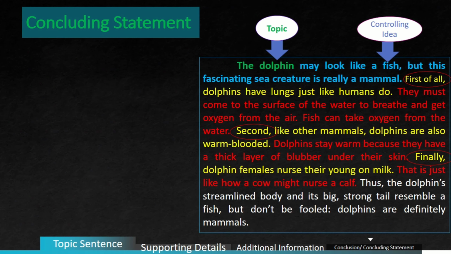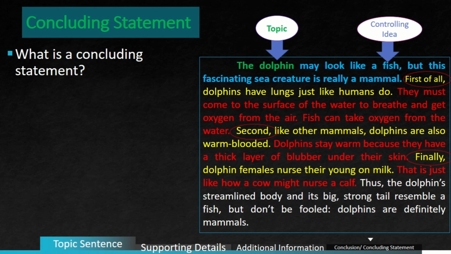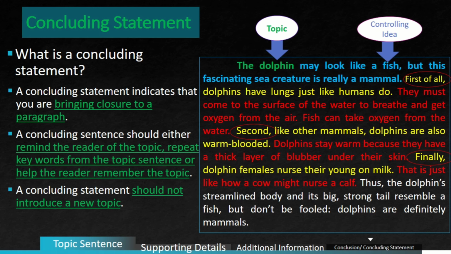And finally, a good informative paragraph has a concluding statement too. Not just the topic sentence, not just the supporting details or additional information. We also have a concluding statement, and this is equally important to the previous parts. And what is a concluding statement, by the way? A concluding statement or sentence indicates that you are bringing closure to a paragraph. It means you're about to end your paragraph.